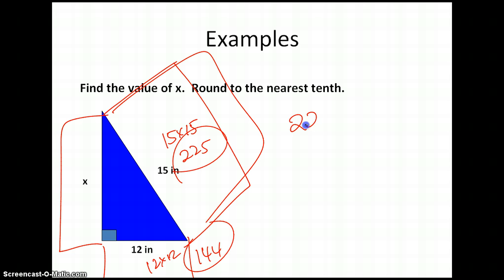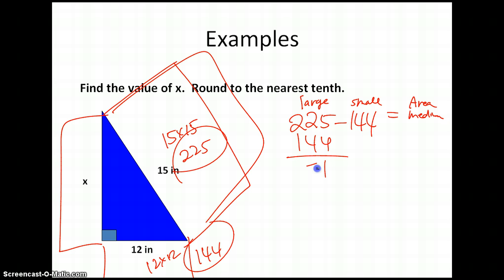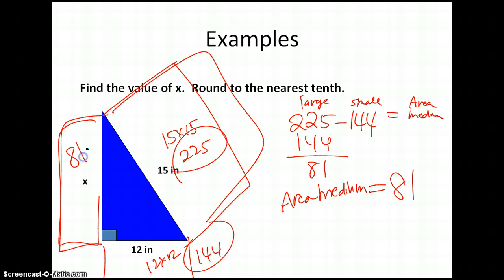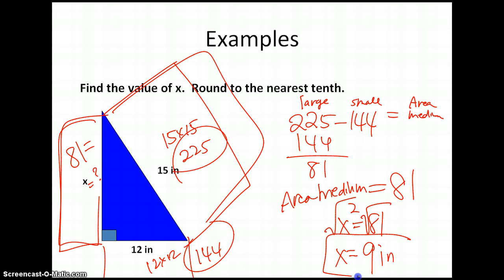So I could subtract the smaller one from 225, the large one, to get the area of the medium one. If I do the subtraction, I'm going to get 81. So the area of the medium square here is 81. If the area of this right here is 81, what do you think x will be? Each of the sides of the square will be 9 by 9. X squared is equal to 81 because the area of a square is x times x. So I'm going to take the square root of 81, so x will equal 9. And 9 inches would be that missing piece.